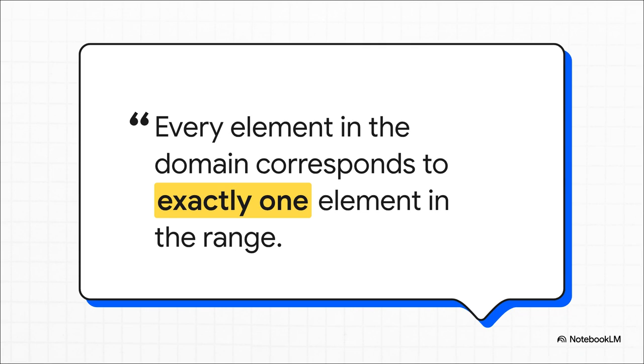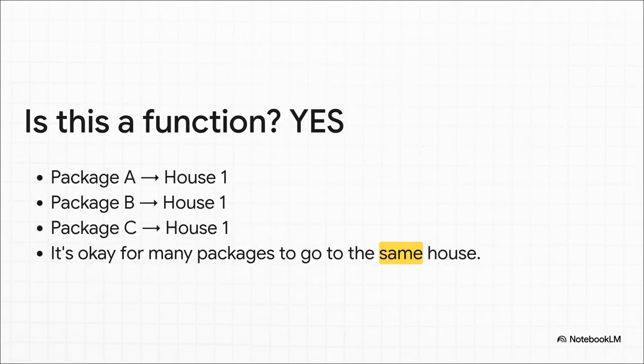And here it is, the big definition. A function is a relation where every element in the domain corresponds to exactly one element in the range. Wait a second. Every input has exactly one output. Sound familiar? It should. That's our delivery driver's rule. Every package goes to exactly one house. So really, a function is just a fancy name for a set of instructions that's clear and not confusing. That's all it is.